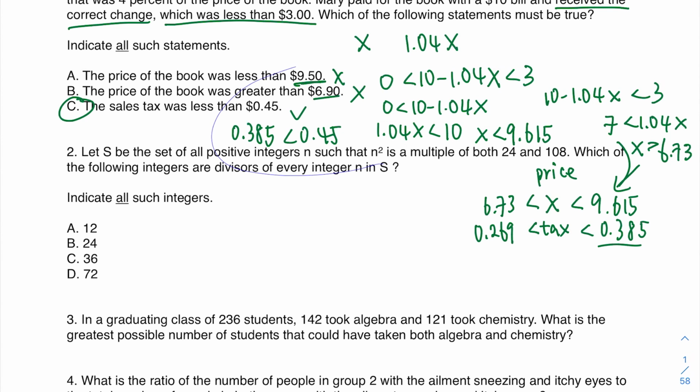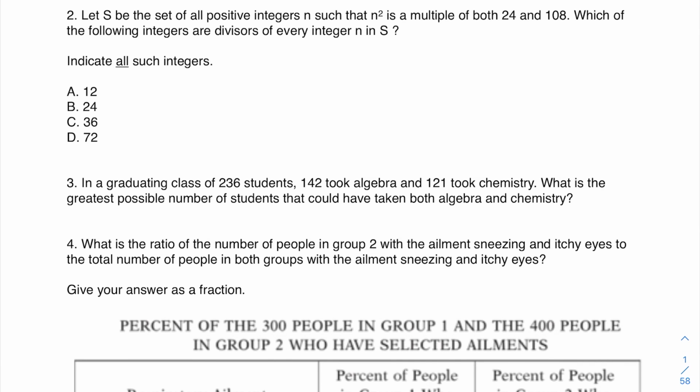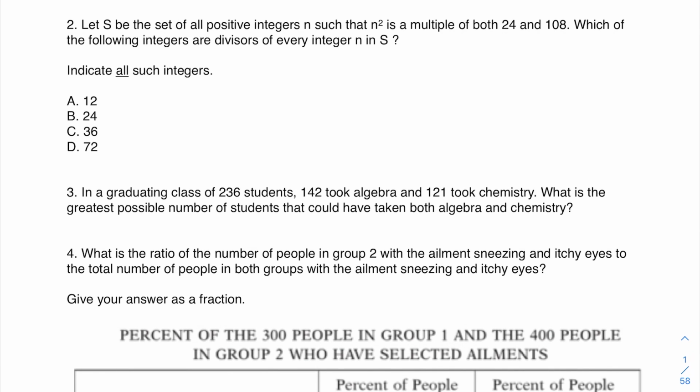Okay, and then let's go to the next question. The next question is a little bit harder than the first one. You can just pause the video. Okay, let us solve this question. This means n squared is a multiple of both 24 and 108, right? So how to find a multiple of both of them?